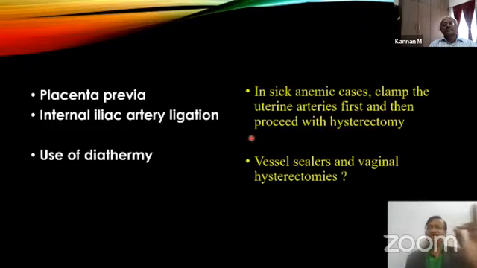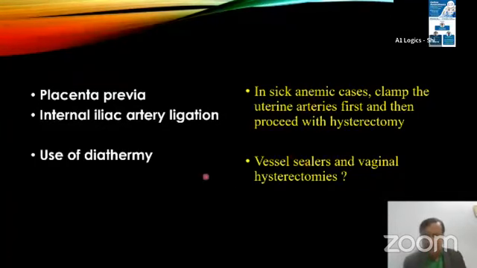In sick, anemic cases, first clamp at least the uterine arteries, then proceed with hysterectomies. There are a lot of vessel sealers, and with vaginal hysterectomies the bleeding is very minimal now. So these are certain small things which make intraoperative anemia strategy very simple.